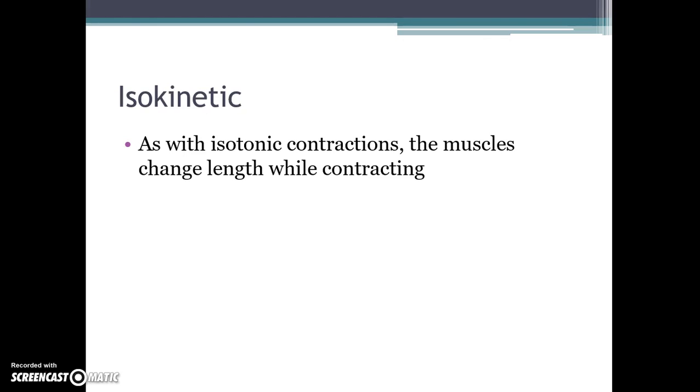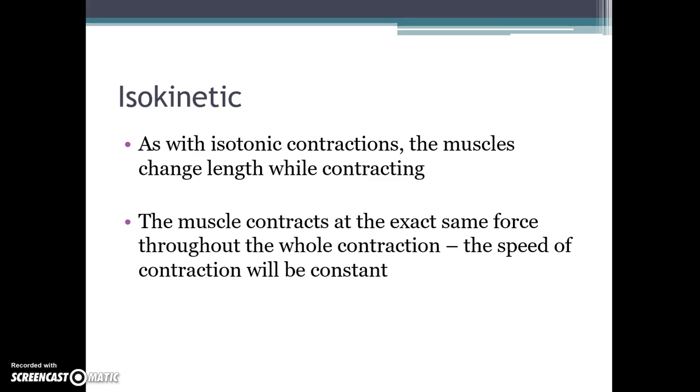Isokinetic, this is a really interesting one. With isokinetic contractions, the muscle does change length while it's contracting, but the exact same force will be applied through the whole contraction. The speed of contraction will be constant. So you can have isokinetic weightlifting machines, but these are extremely expensive, and you normally find these in sport and exercise science laboratories. If you go to university, you may find one.